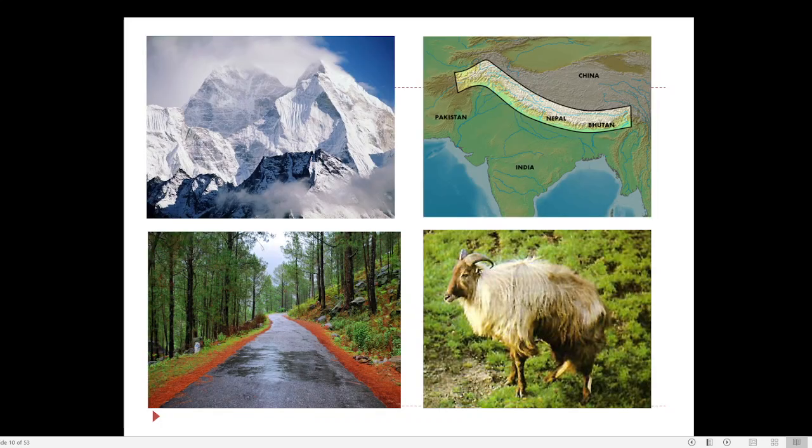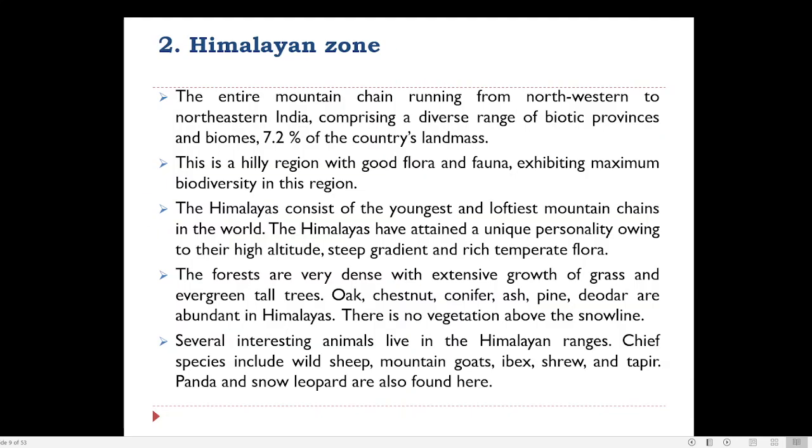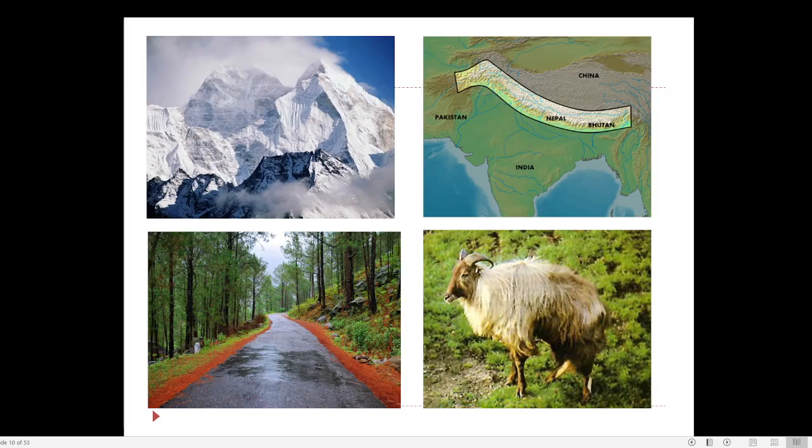So this is the Himalayan Thar. You can see the Himalayan goat, the mountain goat, is there. Then tapir is there, panda are there. So different types of animals are present in this region.